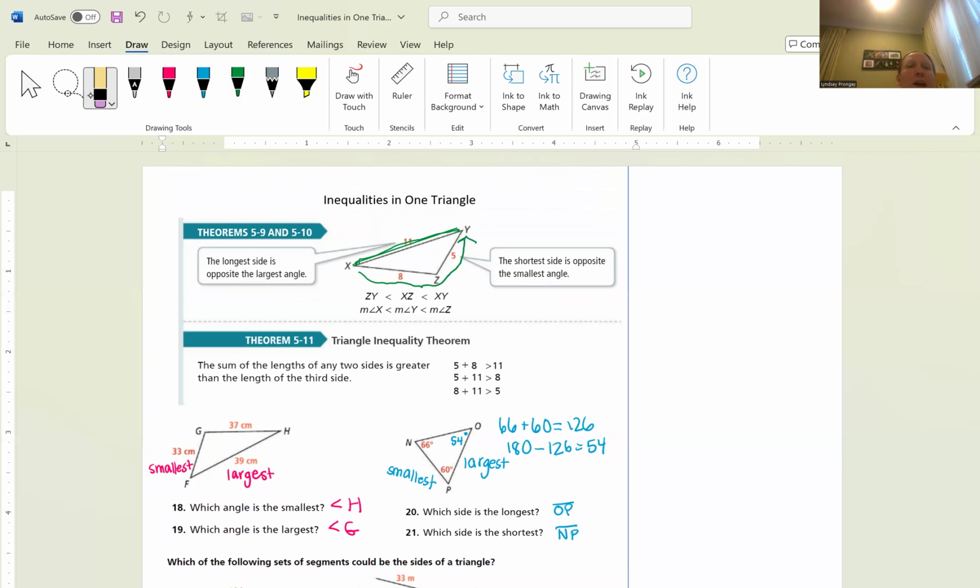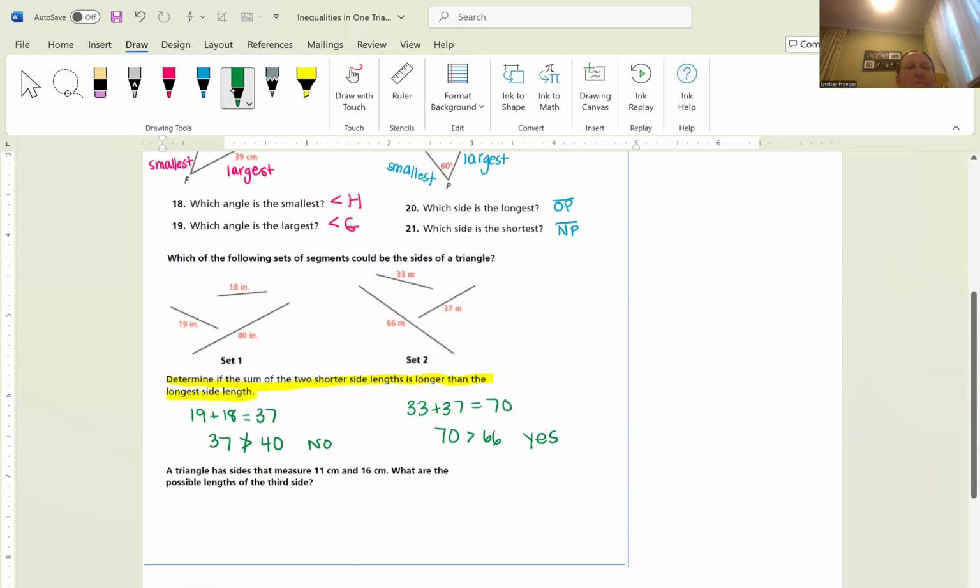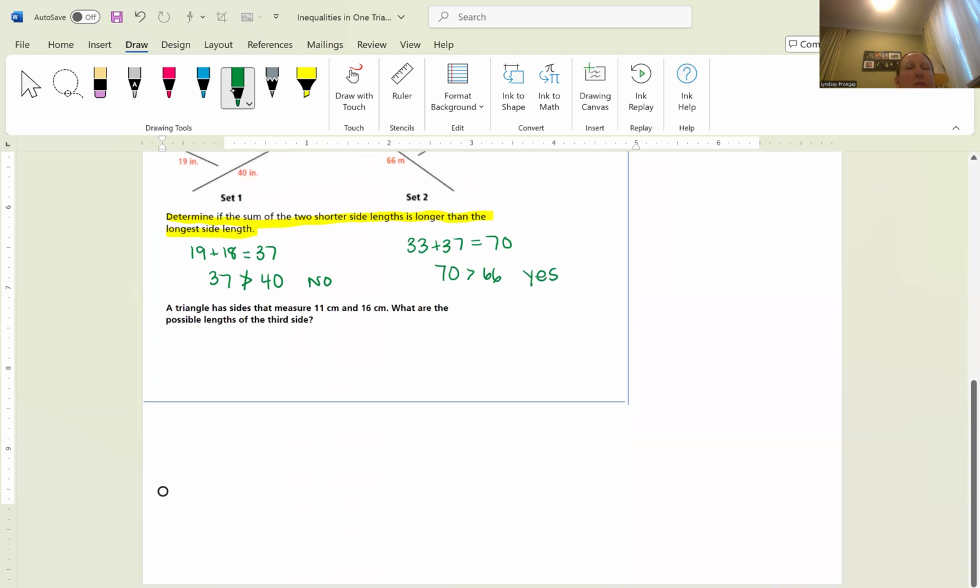So that's why a side is always going to be less than the sum of the other two sides. I said it backwards there. Okay, and the last one.